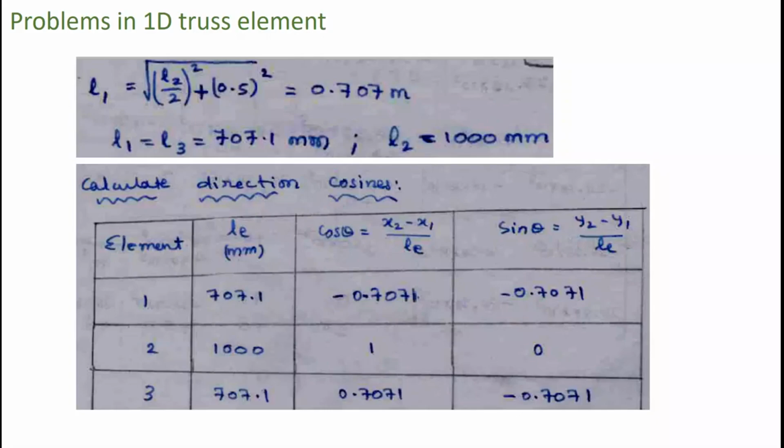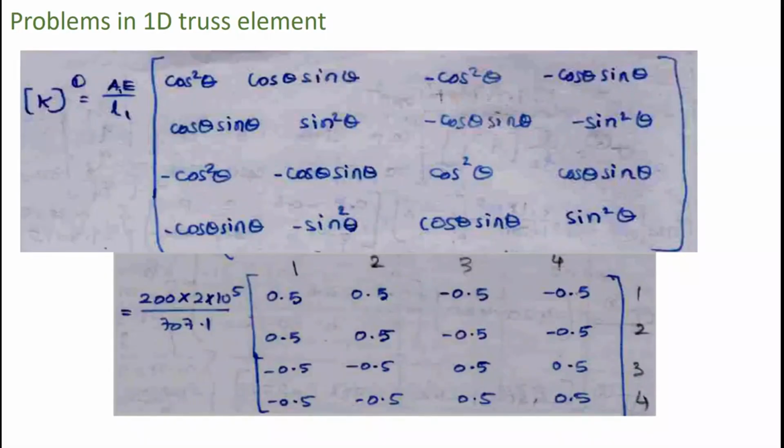Based on that we want to find the M value. We take it as sin theta, or y2 minus y1 divided by Le1. So here the values will be minus 0.7071, 0, and minus 0.7071. Based on this we can find the element matrix.